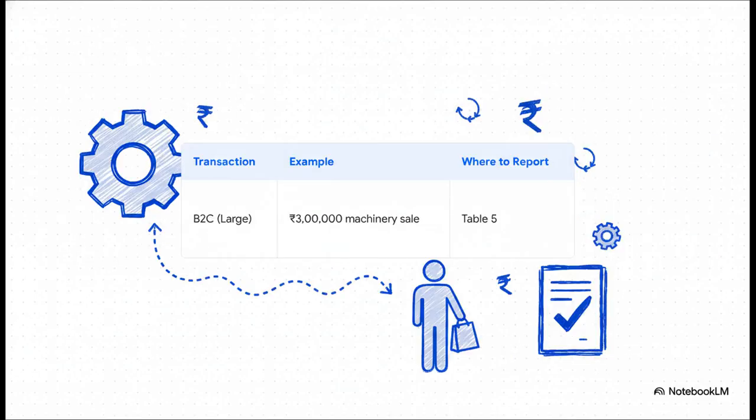For example, imagine you sell a piece of machinery for 3 lakh rupees, and you sell it to an individual, not a company, in another state. Boom! That is a classic B2C large invoice, and it gets reported directly in Table 5.